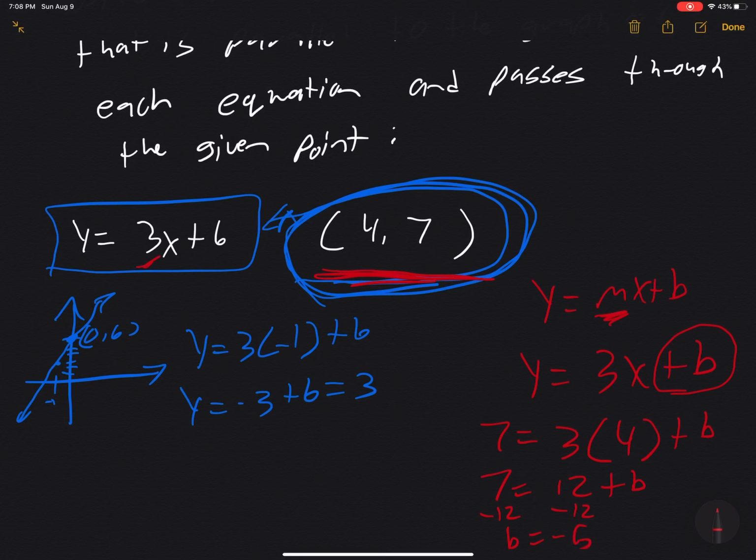So the equation of my line ends up being y equals 3x, our slope is still 3, and we know that b is -5, so 3x minus 5. So this line looks like this. 1, 2, 3, 4, 5. We have that y-intercept. And that's all there is to it. We use everything we know to find the y-intercept, and then we're done.